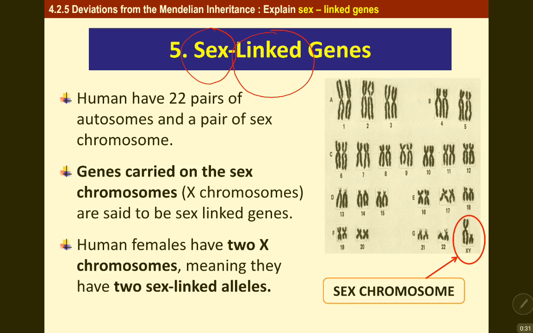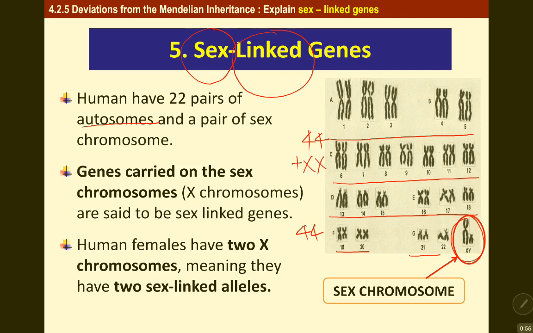So humans have 46 chromosomes, 22 pairs of autosomes. Autosome means all the chromosomes except the sex chromosomes. So we have 44 autosomes and 2 sex chromosomes here. If you are a female, you have 44 plus XX. If you are a male, you have 44 plus XY. So total 46. Gene carried on the X chromosome is known as sex-linked gene.